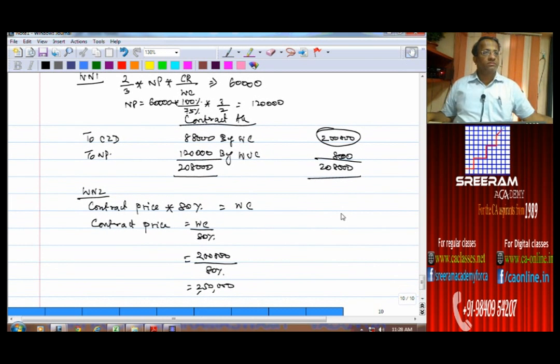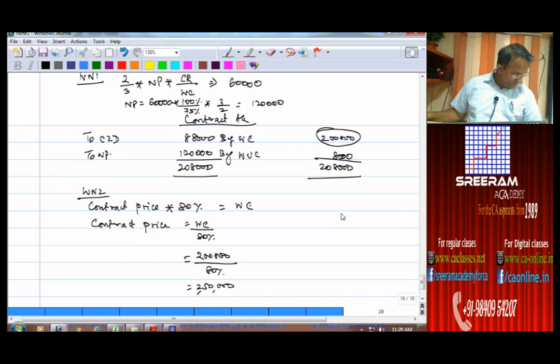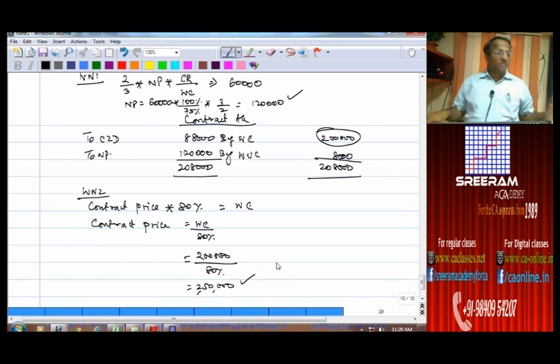Are you clear? Okay. So the answer to this question is 2,50,000, that being the contract price. Initially I said two different ways, but there is only one way that you have. One working note is for finding out the notional profit. The other working note that you are going to develop is for contract price. Is that fine? So now let us consolidate where we stand as far as this topic is concerned.